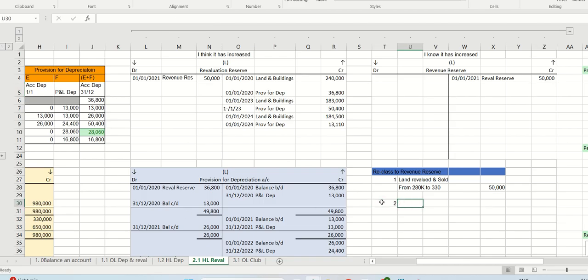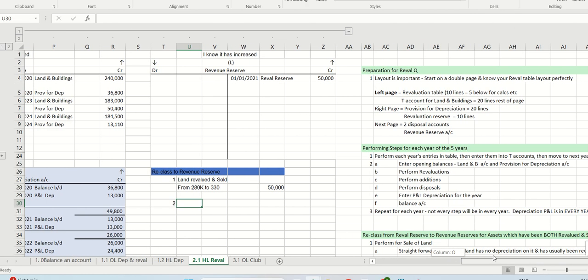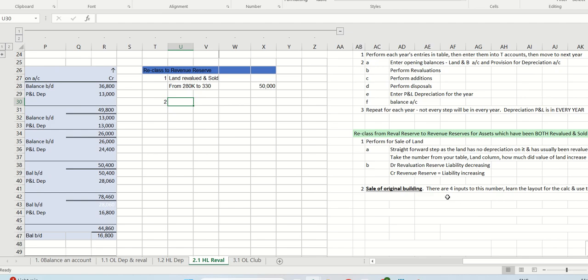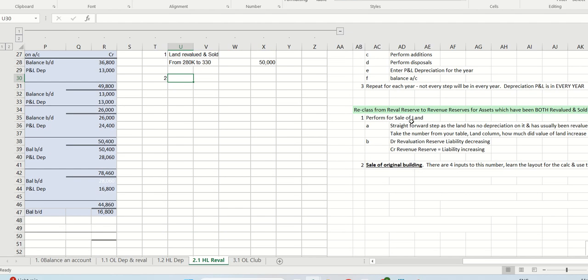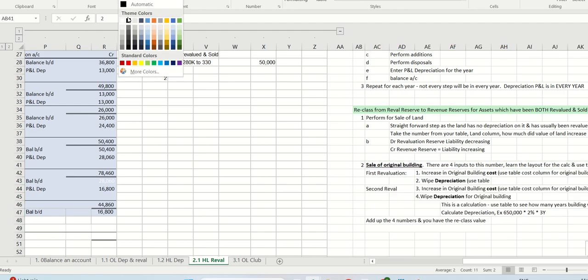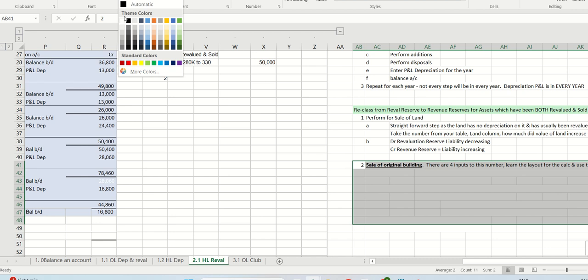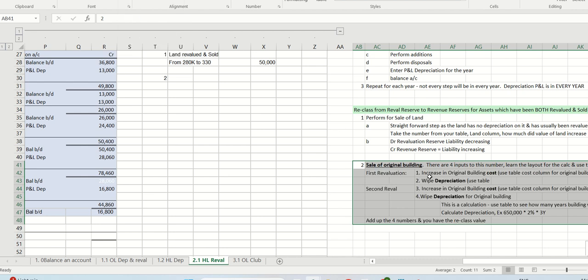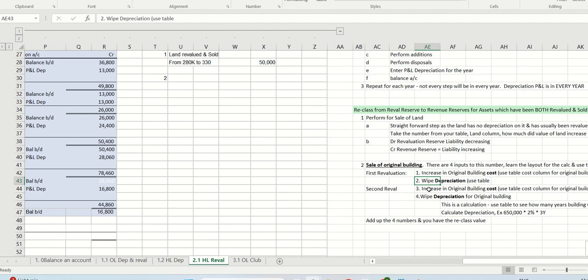There's a bit more work in the revaluation of the original building, so we're just going to go through the steps for that. The revalue of the land is straightforward. You take the number from your table, debit the revalue account, credit the revenue account. The sale of the original building has a bit more in the steps, and we just need to practice them a little bit to get the hang of them. So we're going to do it in 4 steps.